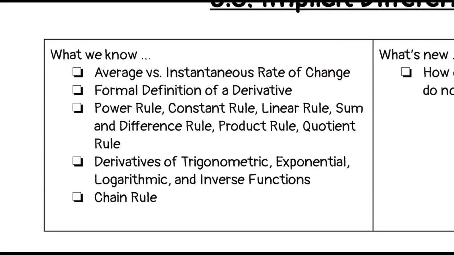So what do we know? Kind of a checklist for that upcoming exam this week, but also thinking about how much we've actually accomplished over the course of the summer so far. So we've talked about average versus instantaneous rate of change, that formal definition of a derivative. And more recently, we focused a lot on all these rules, so many rules. Power rule, constant rule, product rule, quotient rule, all these different kinds of rules, okay?